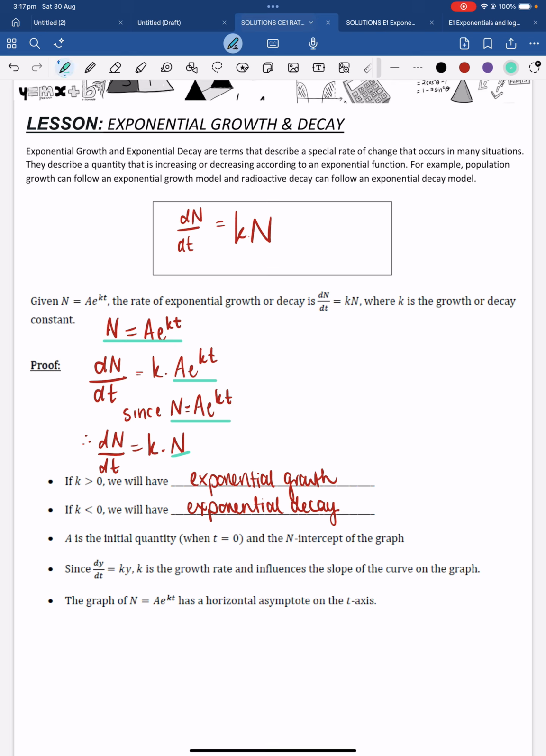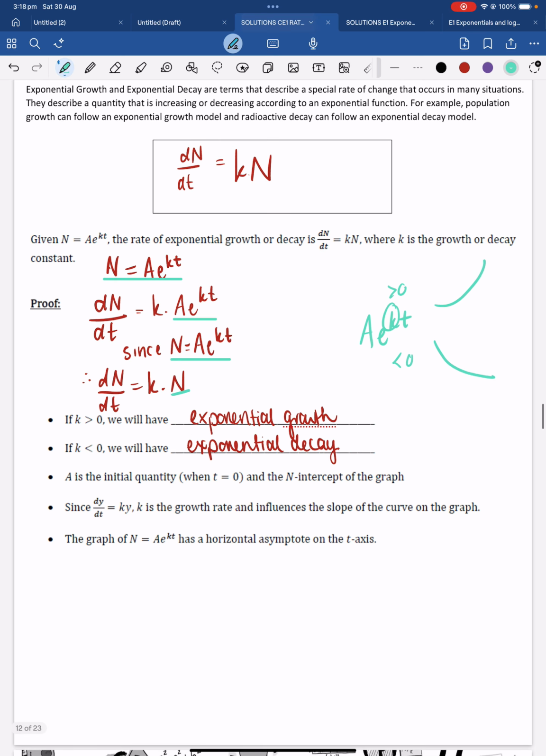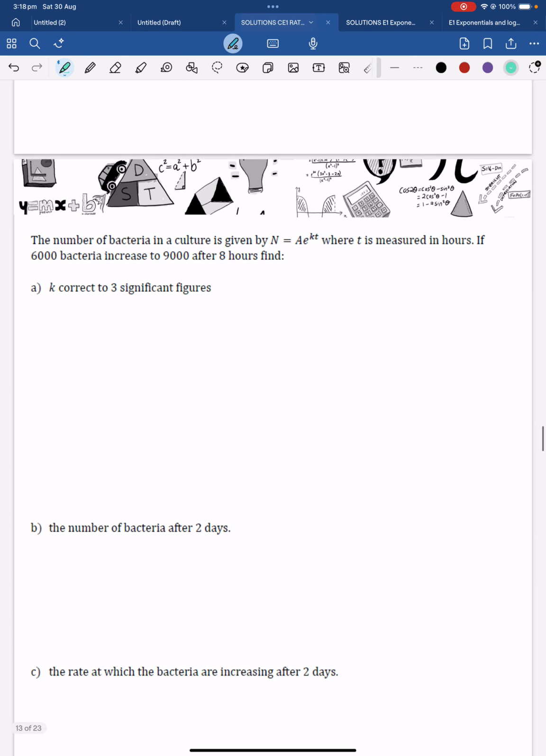So in that particular case where you have something in the form of A e^(kt), when you have a k value that is greater than 0, it's going to be a growth. If it is less than 0, it's going to be a decay. Otherwise, the rest of the information is just knowing our exponential graphs back to year 11. So let's just jump into a question.